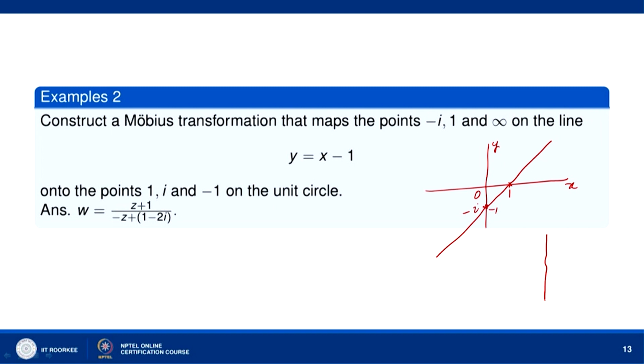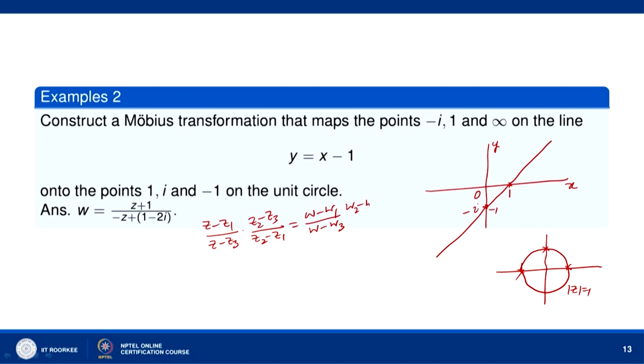1, i and minus 1 are on the unit circle, that means under the transformation the straight line is going into a circle. This is mod z equal to 1. The points are 1, i and minus 1. Okay. Let us find the transformation. So, we have the cross ratio (z minus z1) over (z minus z3) times (z2 minus z3) over (z2 minus z1), and we have this equation with w: (w minus w1) over (w minus w3) times (w2 minus w3) over (w2 minus w1).